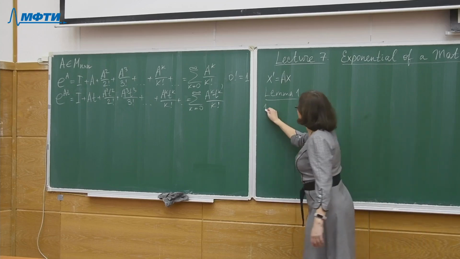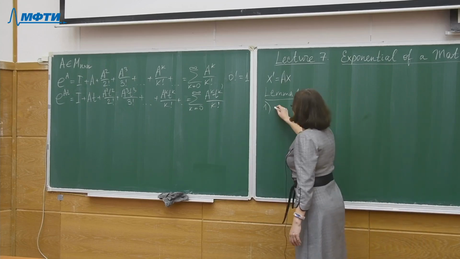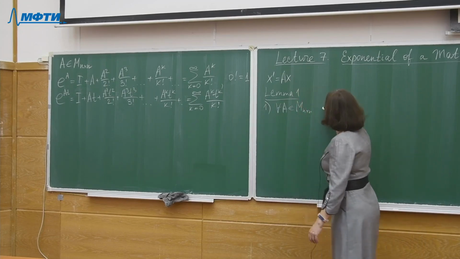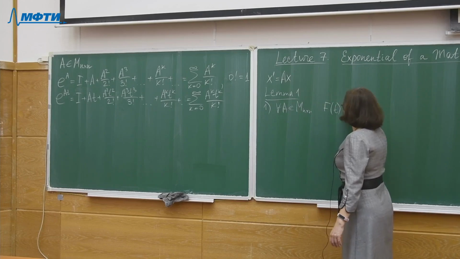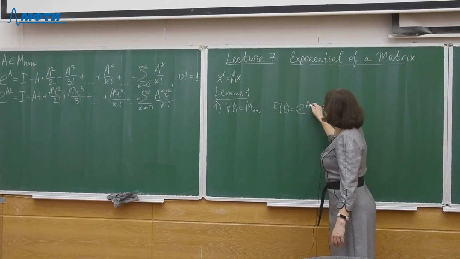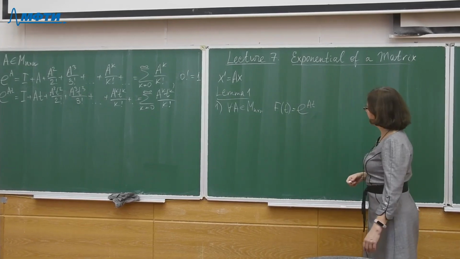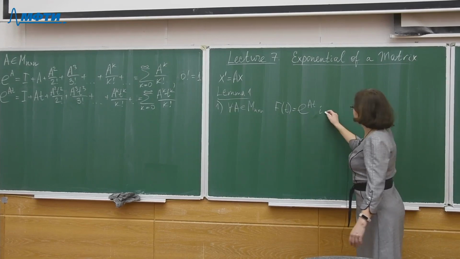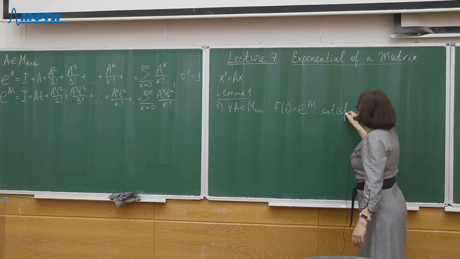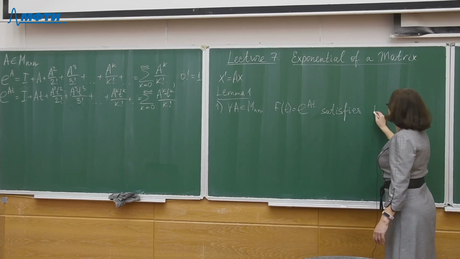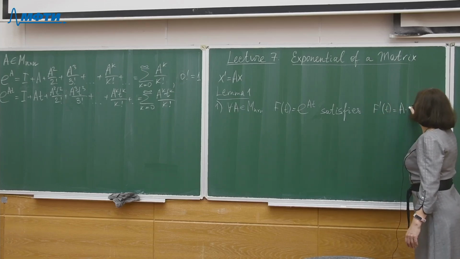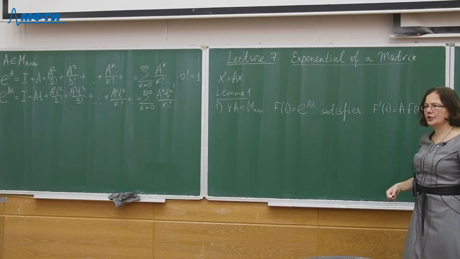So the first statement is: for any matrix A, if we consider the matrix function f of t defined by the formula e to the power At, then this satisfies the following differential equation: f prime of t equals A times f of t. This is the first statement.